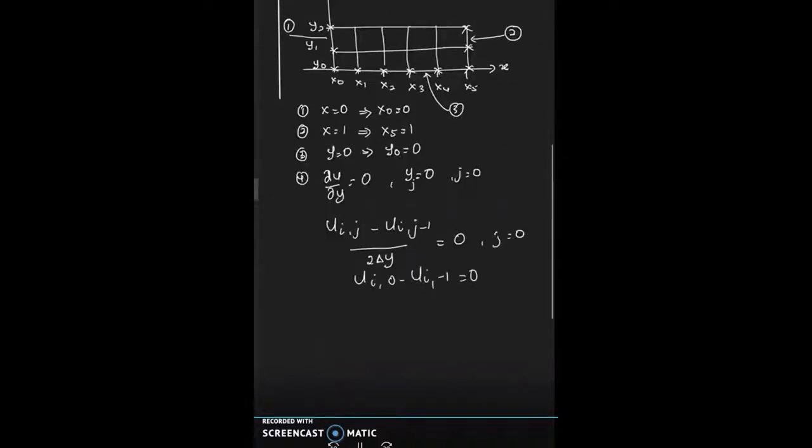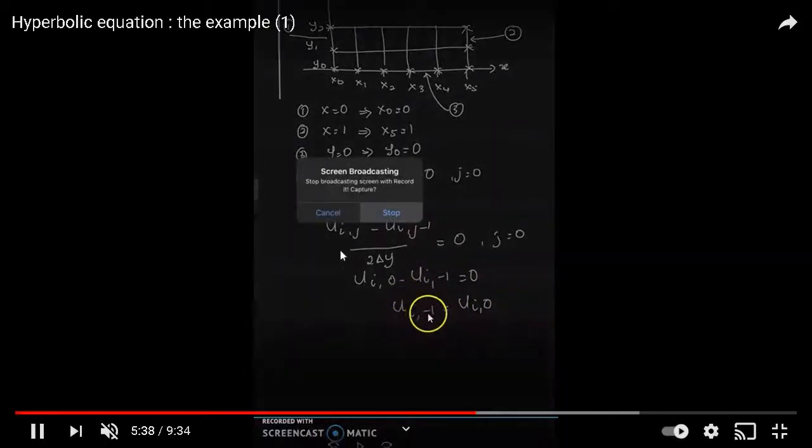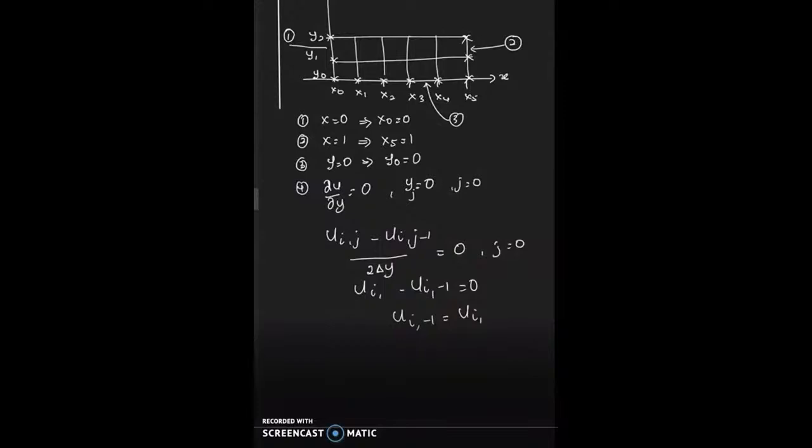Now, since the boundary condition is a derivative, like a boundary value problem before, you need to discretize with respect to y, where j is moving: j plus 1 and j minus 1. So you can see here, j is i0 minus i negative 1.